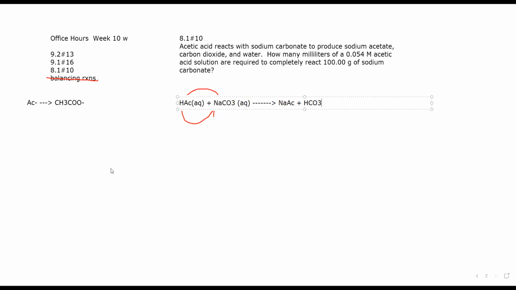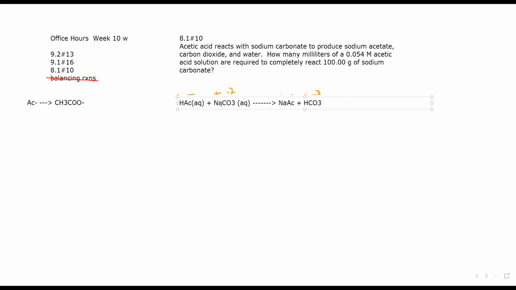Now, the compounds that I have written here are not actually good compounds. So I have to do my whole charge balancing check to make sure I'm making good compounds, just like I did last time, anytime we're drawing chemical reactions. H is a +1, acetate is a -1, that's looking good. Sodium's a +1, carbonate's a -2, so that's not looking good. Sodium's a +1, acetate's a -1, that's looking okay. Hydrogen's a +1, carbonate's a -2, that's not looking good. Those aren't charge balanced.